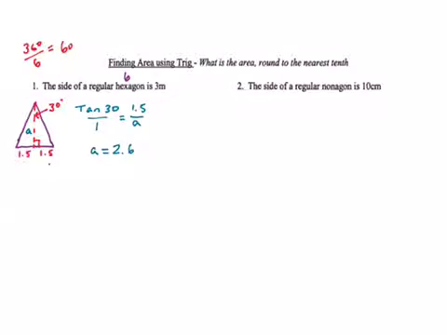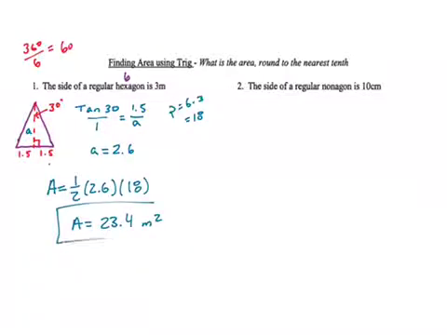And so now that I know the apothem, I can use this to find the area. So area equals 1/2 the apothem times the perimeter. Well, the perimeter, it's a 6-sided shape that's 3 meters on every side. So 6 times 3 is 18. So I'm going to add that in my formula. And so when I multiply all of this out, I get the area for this shape to be 23.4 meters squared.